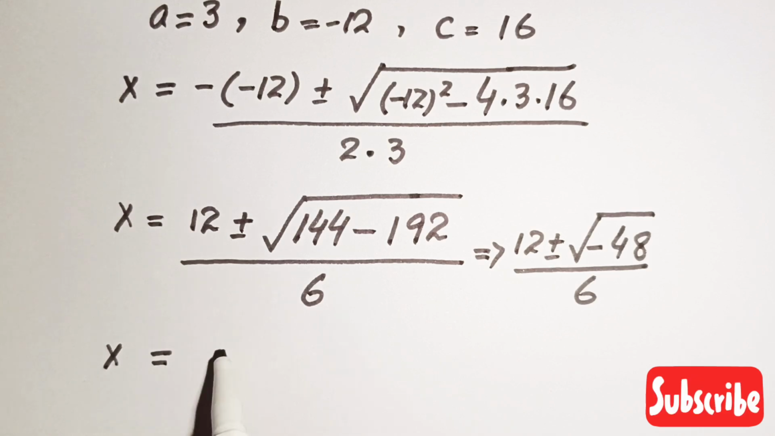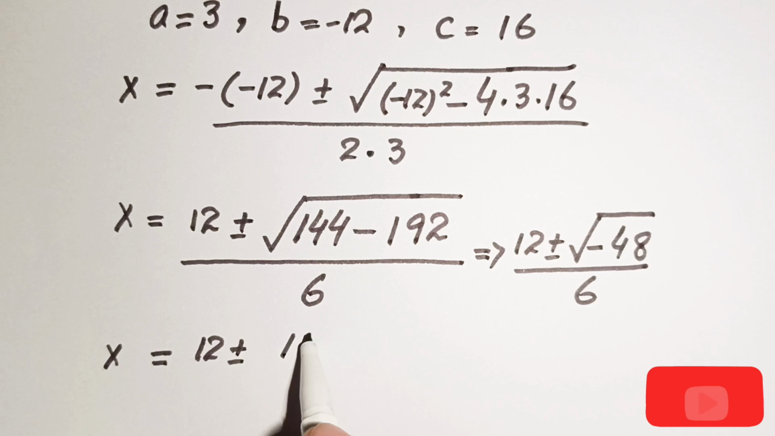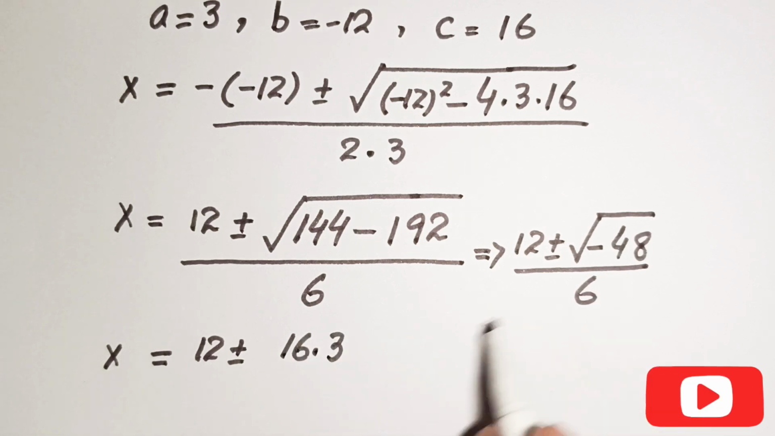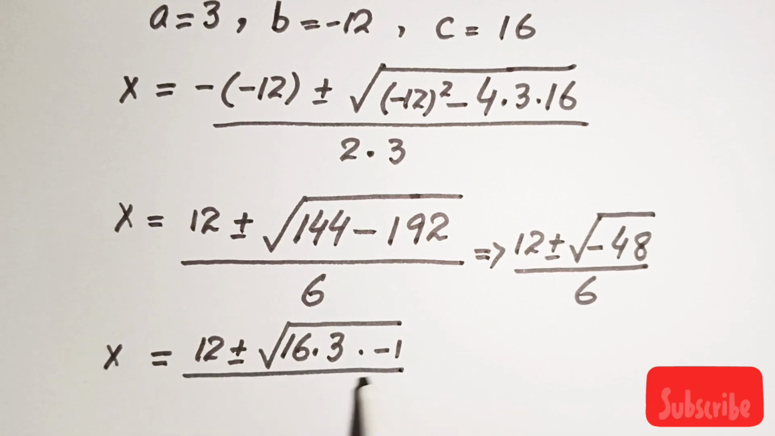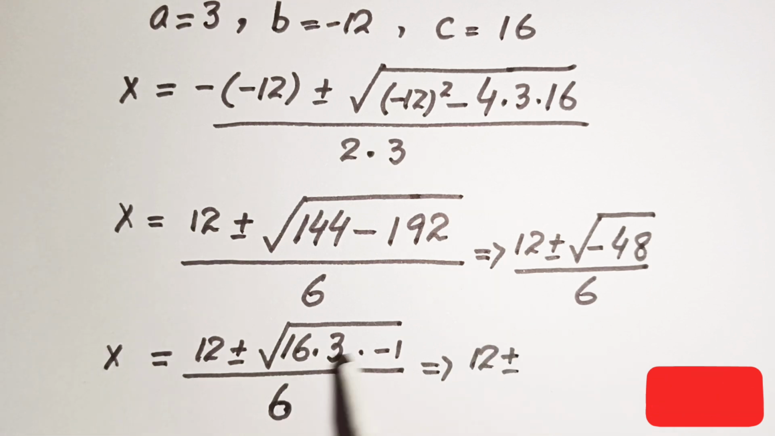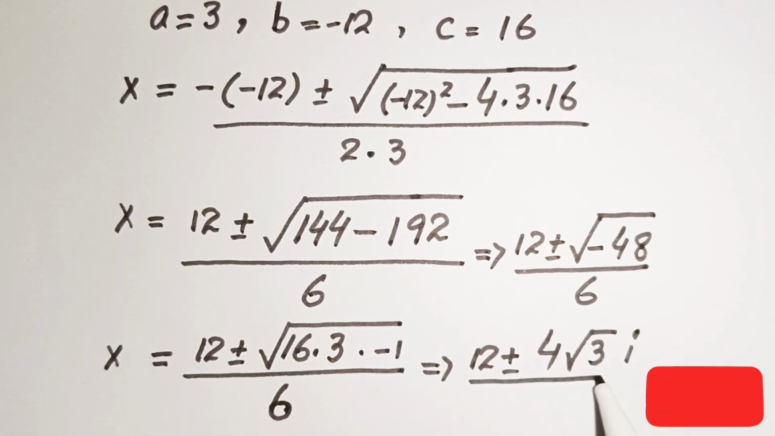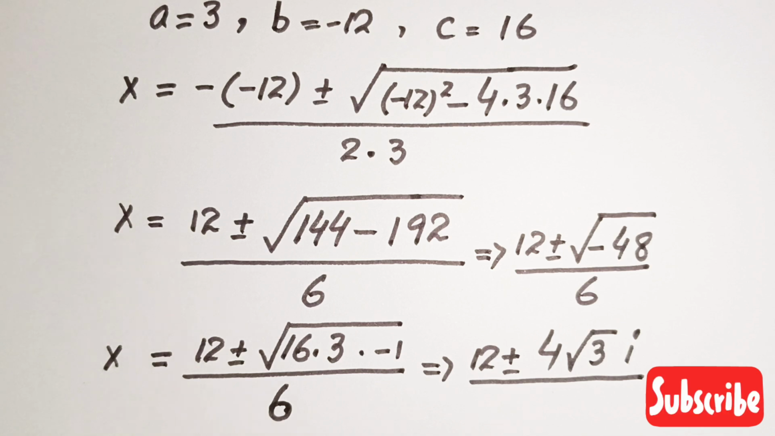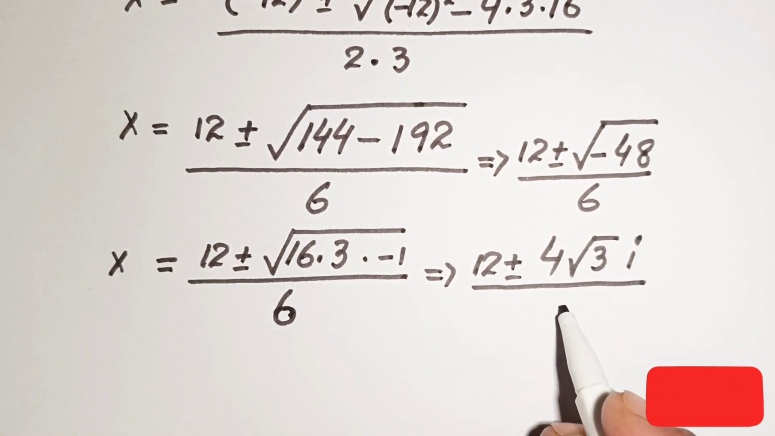Now we have x is equal to 12 plus minus, this 48 can also be written as 16 times 3 times minus 1 whole square root, all over 6, that is equal to 12 plus minus square root of 16 is equal to 4, and square root of 3, this square root of minus 1 is equal to i, as we have just done these steps earlier in case 1, so it is not difficult, all over 6.